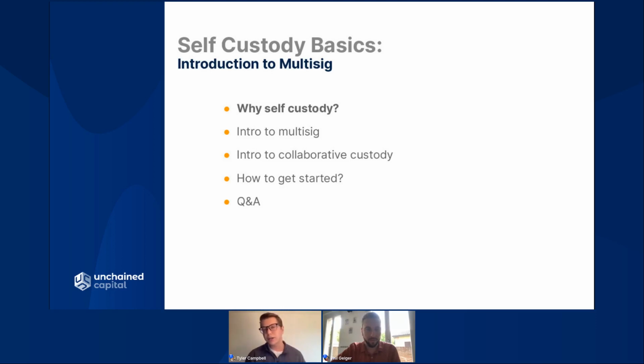First, as we always do, we're going to start with a review of the agenda, what we're going to be covering today. We're going to start with why self-custody. Then we're going to move into an intro to multisig. We're then going to go a little bit deeper into collaborative custody, what we offer at Unchained Capital with our concierge service and our Unchained Vault product. We'll talk about how to get started and how we put that product to full use, the concierge service, what we're there to help you with along the way. And then we'll wrap up with a Q&A.